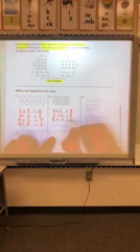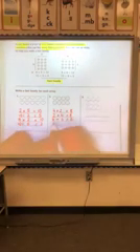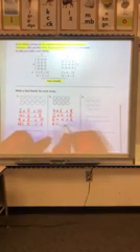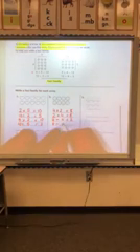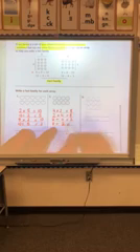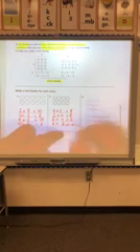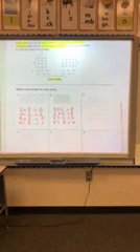8 divided by 4 already. So we use the same 3 numbers. 8 divided by 2 equals 4. Okay, go ahead and go to the next one.